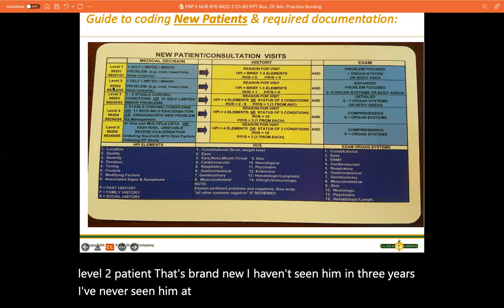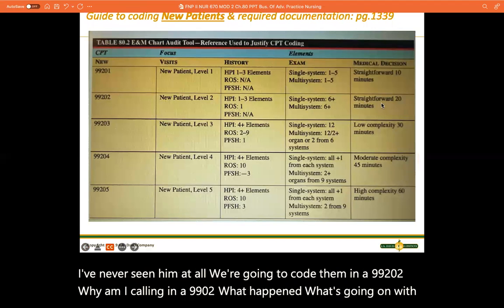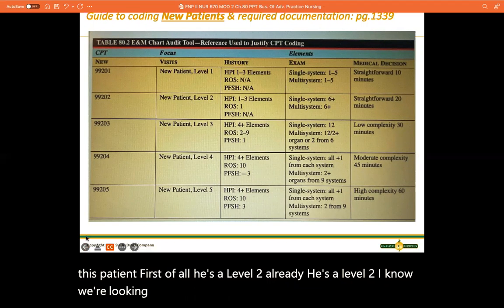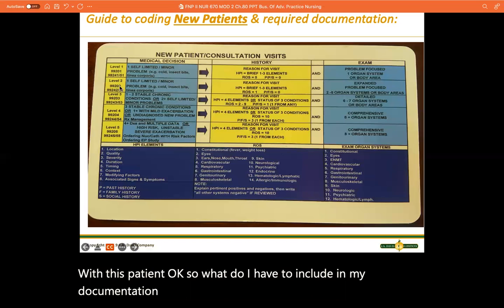We're going to code him in a 99202. Why am I coding him in a 99202? What happened? What's going on with this patient? First of all, he's a level 2. Already he's a level 2. I know we're looking at least 20 minutes with this patient. Okay, so what do I have to include in my documentation for a level 2? I'm coding him at a 99202.